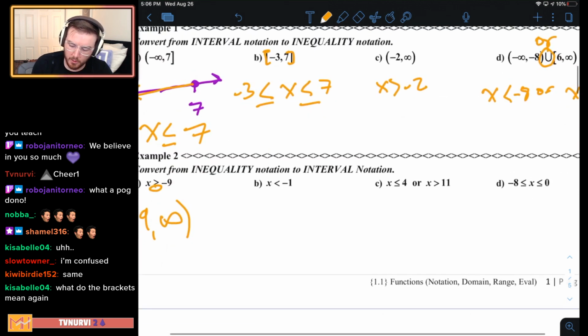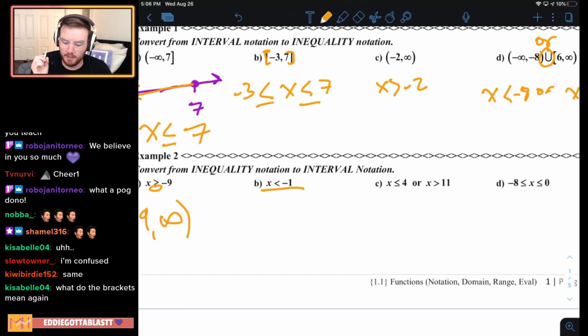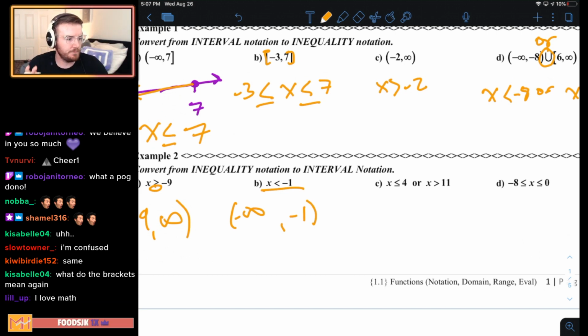Let's convert another one. What is this saying? X is less than -1. That means it is smaller than -1. It's not equal to -1. It's less than -1. So we're using a parenthesis on the -1. And when we get smaller, that means we're going towards negative infinity. You always write your parentheses from small to big. We read from left to right. The numbers go from small to big. So everything from negative infinity to -1.